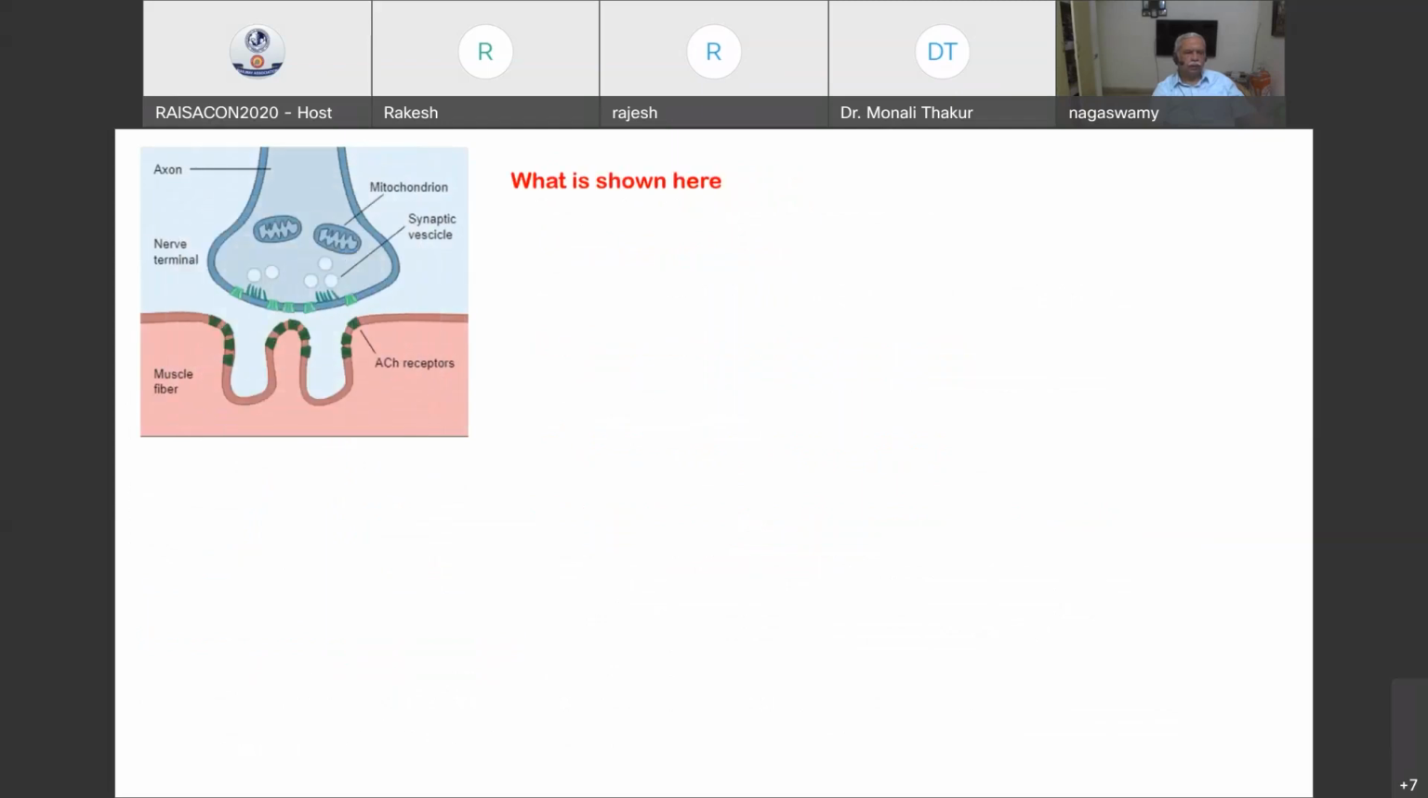What is shown here? Neuromuscular junction. Very simple diagram of the neuromuscular junction. Can you describe the parts of a neuromuscular junction?